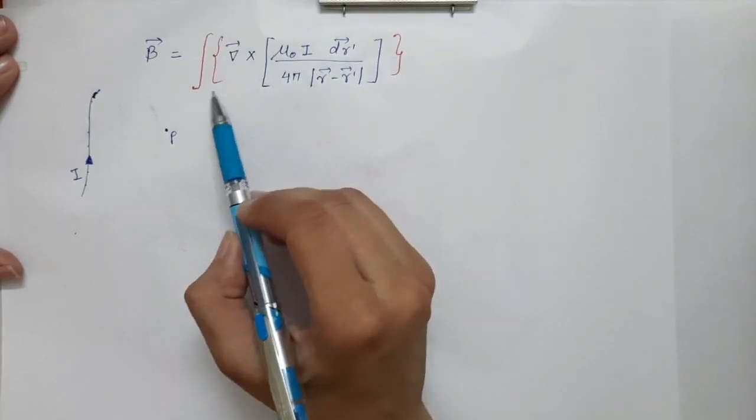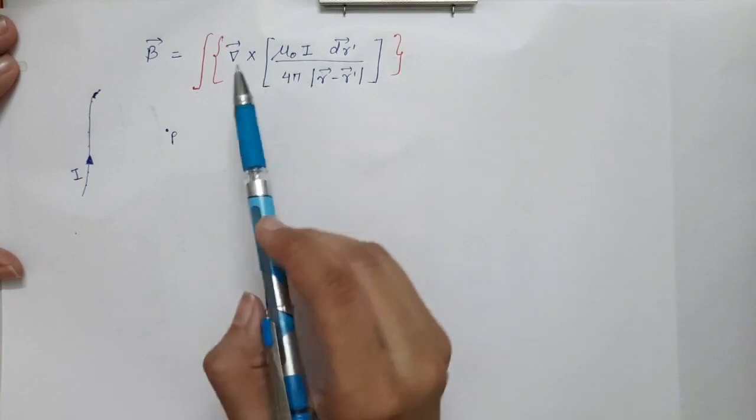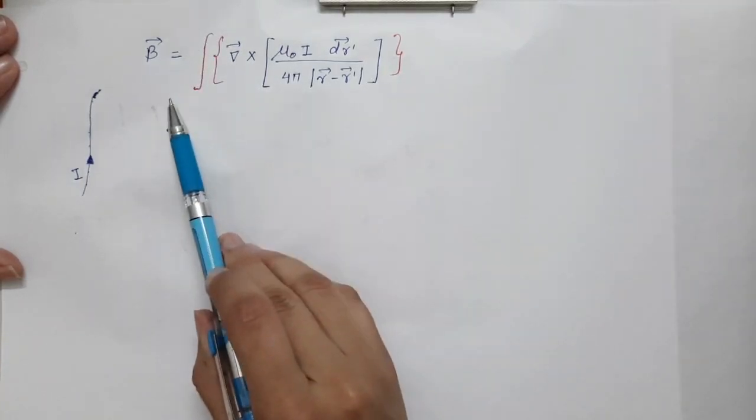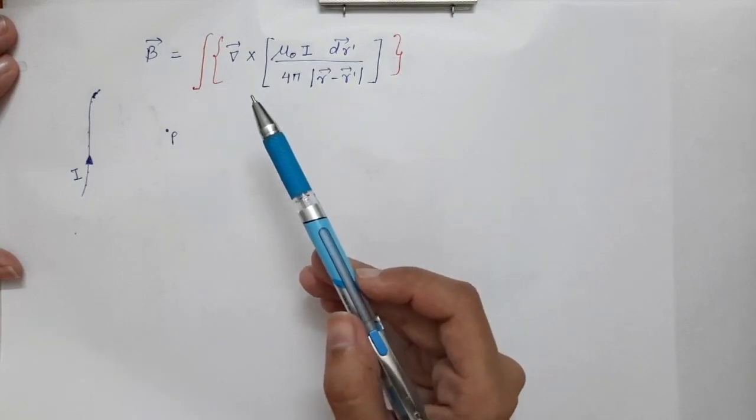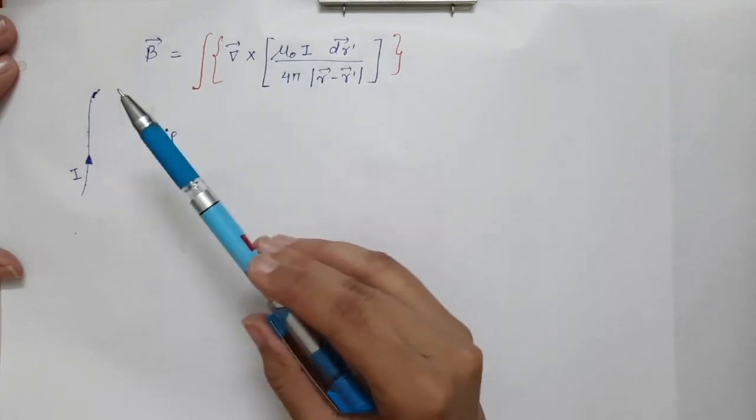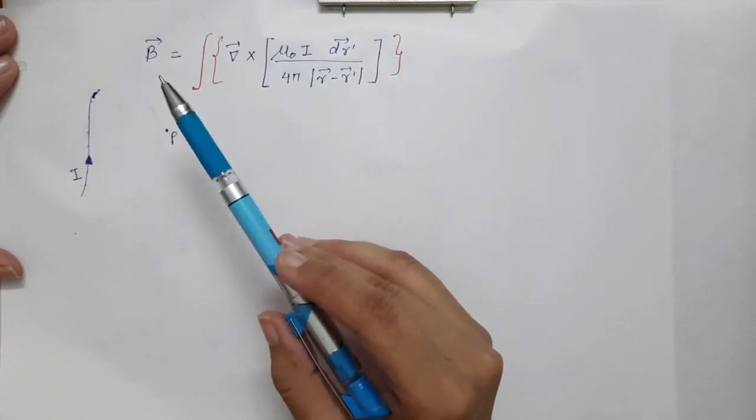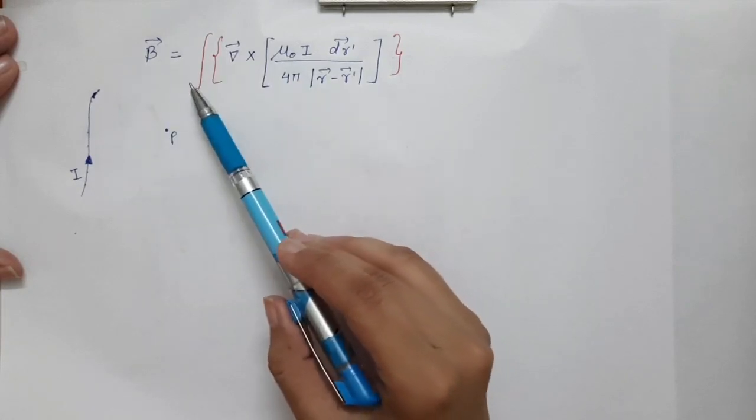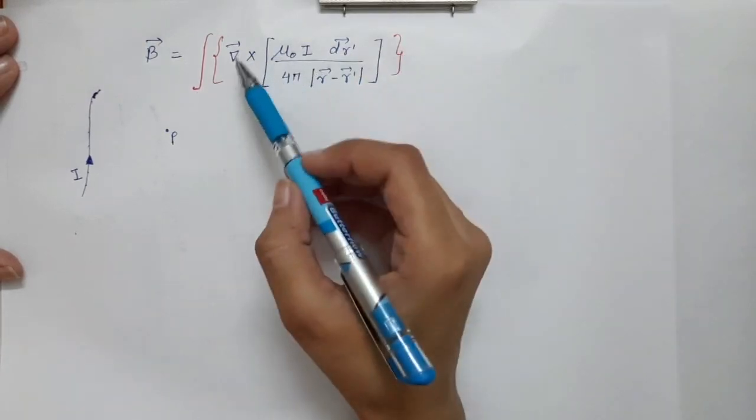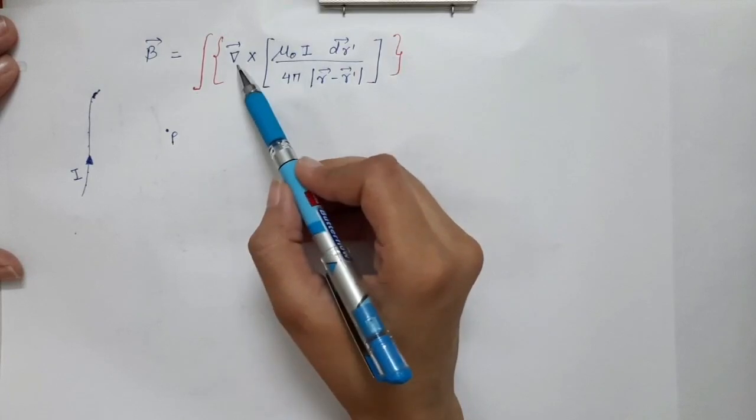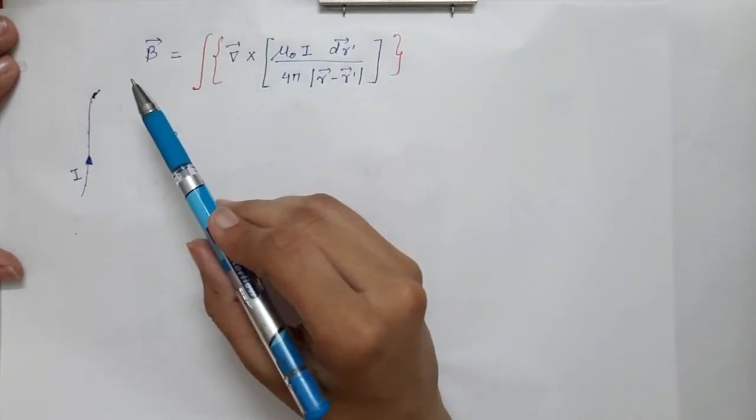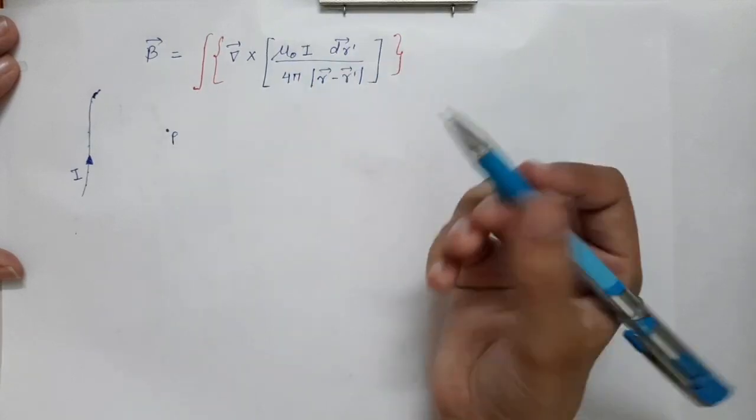So these two operators are completely independent, and we can swap them. Either you can first take the curl of this expression and then do the integration, or the other way around: first do the integration and then take its curl. The result will come out the same, because these two operators are completely independent. So now we are going to swap them. First I take the integration and then the curl, so the answer will remain the same.